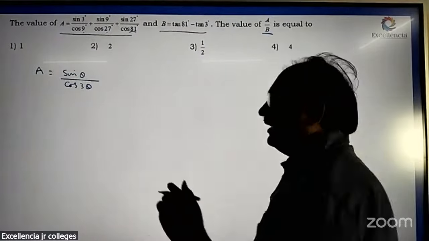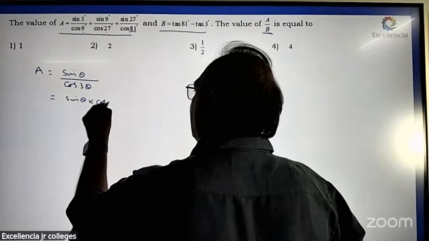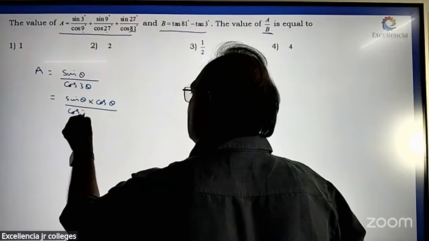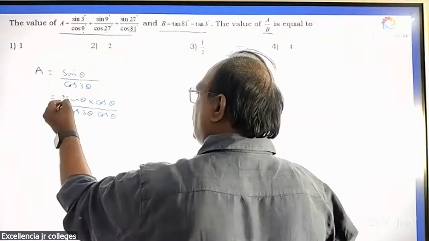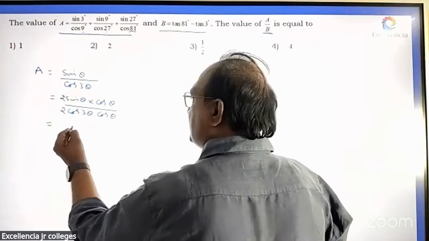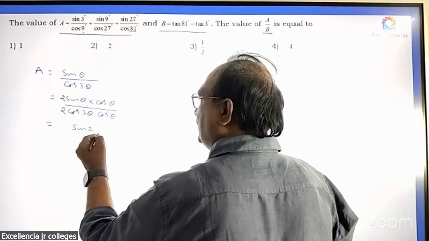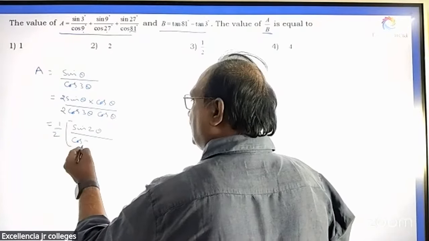So I can write here sin theta multiplied with cos theta, and the denominator also with cos theta. Multiply here also, and here also. Then what do I get? The numerator is sin 2 theta, that is 2 sin theta cos theta, with 1 by 2 outside, over cos 3 theta cos theta.